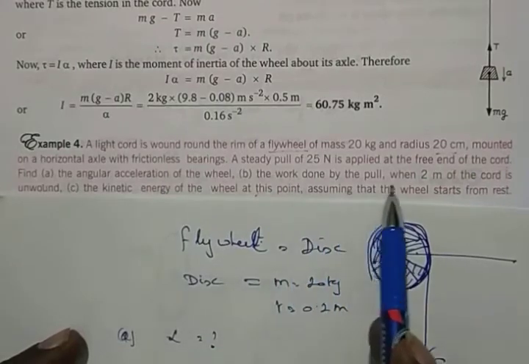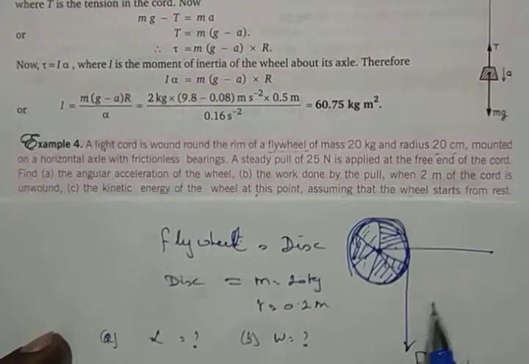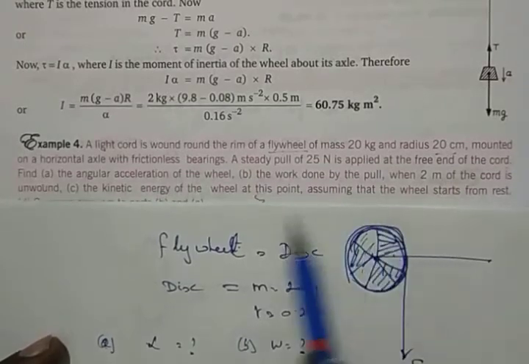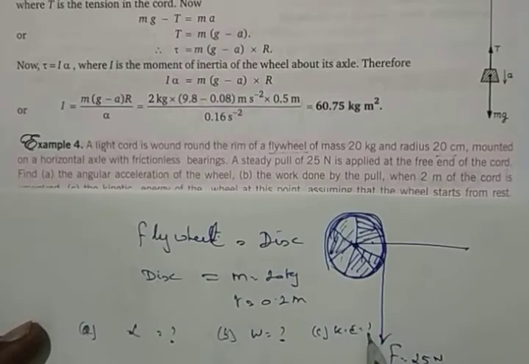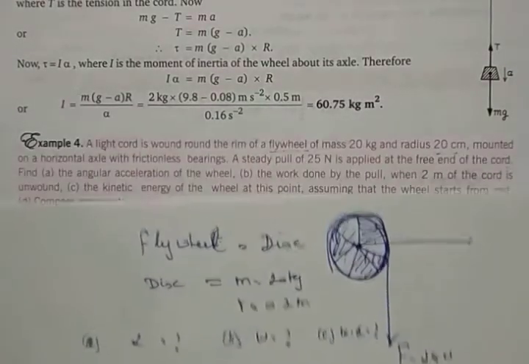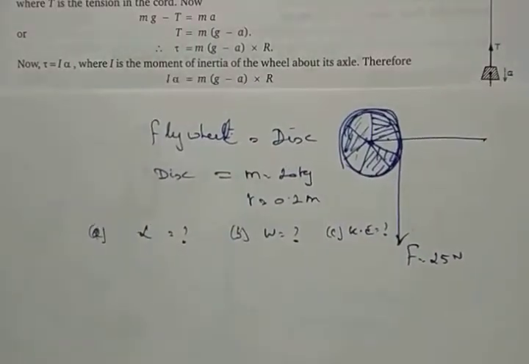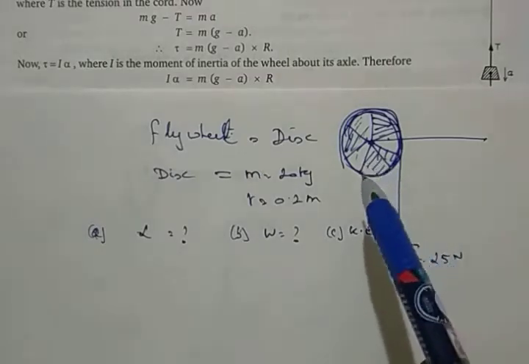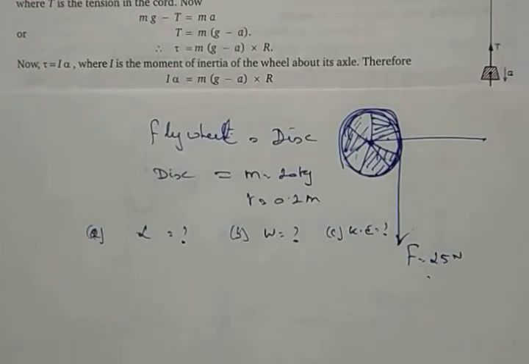B part, work done by pulling. Work done is question mark. And then C part, kinetic energy, is going to be a question mark. So these are the three things you need to find out, A, B, C. And D part is also there: compare the answer between B and C. That you can see later. So in fact this is a flywheel having a lot of cord, and it is just coming down with a force here.